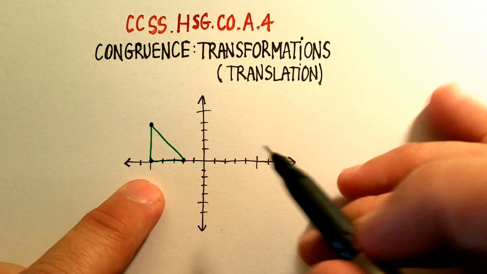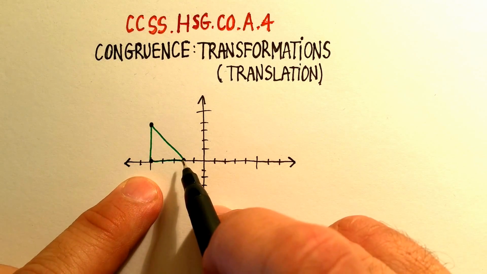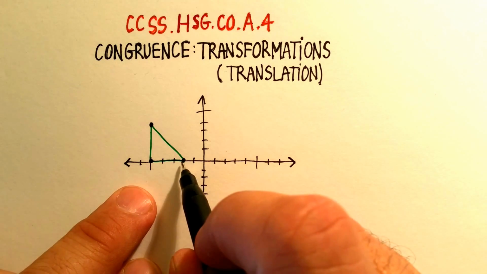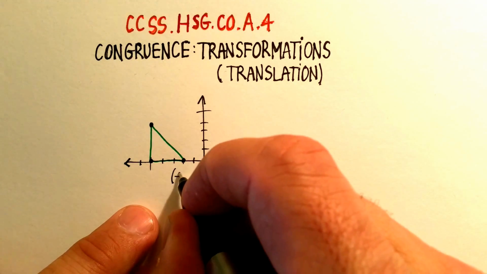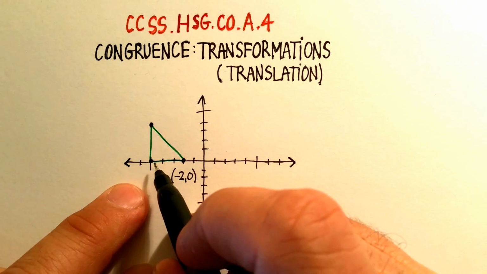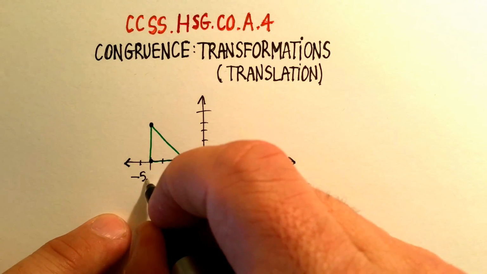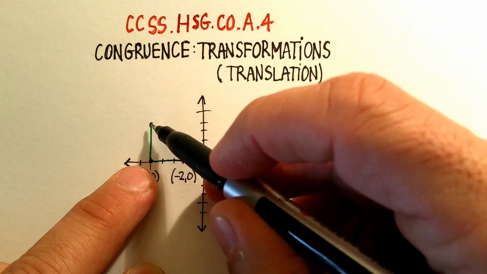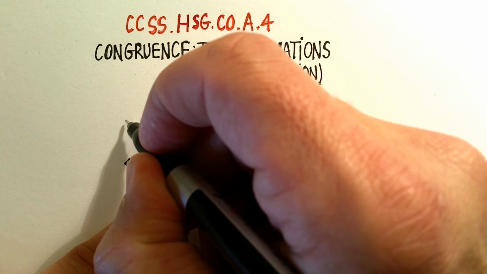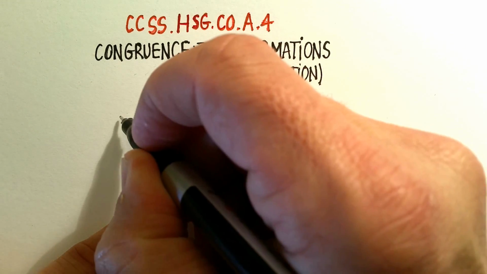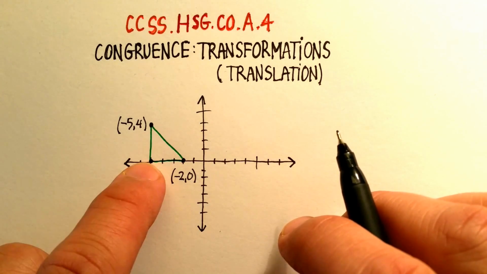It's pretty straightforward. So here I have a figure, a triangle, and the first thing I should probably do is identify what each of the vertices are. If I look at this particular vertex right here, it looks like it's -2, 0. So let's just put that in there: -2, 0. This vertex here looks like it's -5, 0. And then this vertex here looks like it's -5, but 1, 2, 3, 4 in y. So -5, +4.